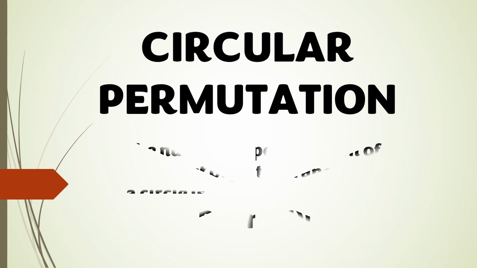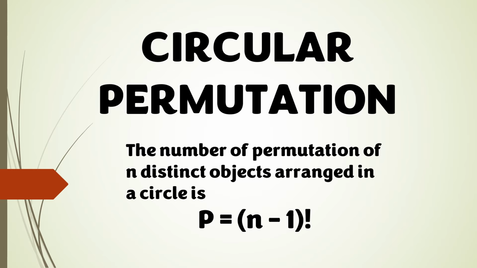Our next topic is all about circular permutations. The number of permutations of n distinct objects arranged in a circle is P equals the quantity of n minus 1 factorial. That is the formula for circular permutation. P equals the quantity of n minus 1 factorial.